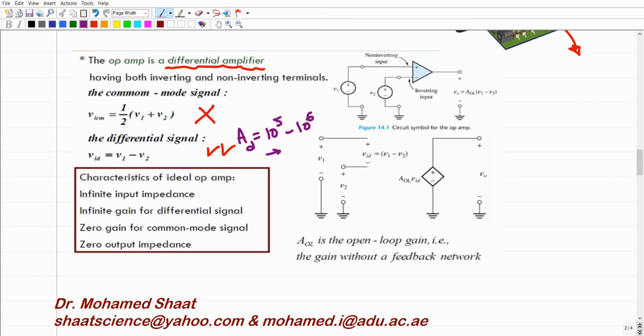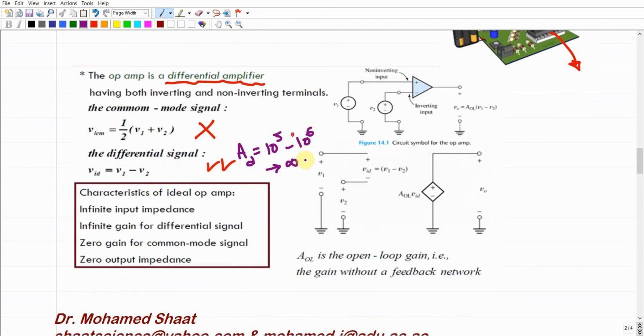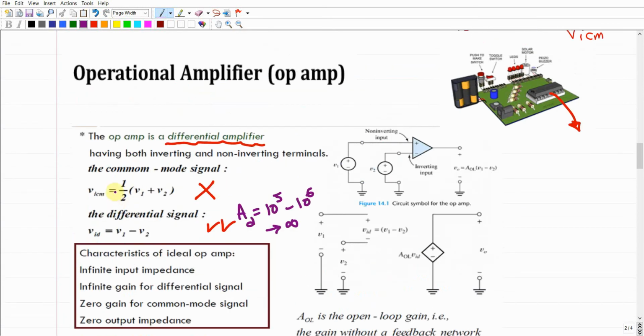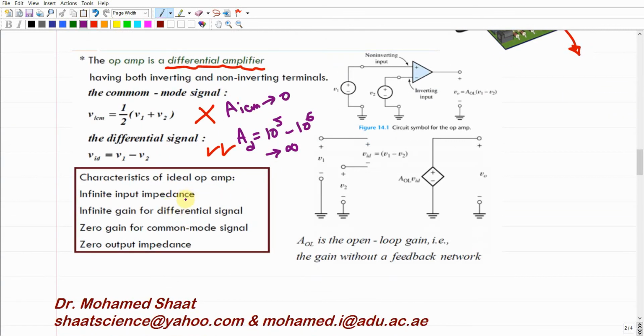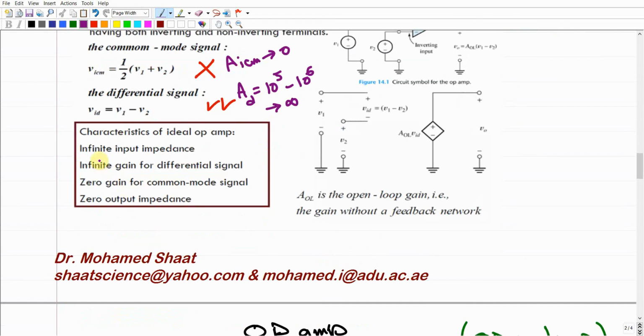So that's why it tends to infinity. That's why this is the objective of the operational amplifier. If you had been asked, for example, about the gain of the common mode signal of the operational amplifier, you should understand that the gain for the common mode signal should tend to 0, but the gain for the differential signal should tend to infinity.